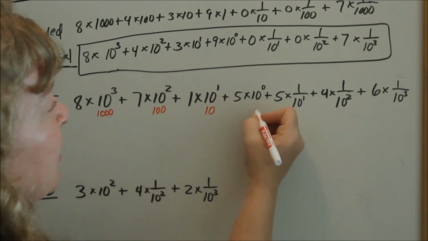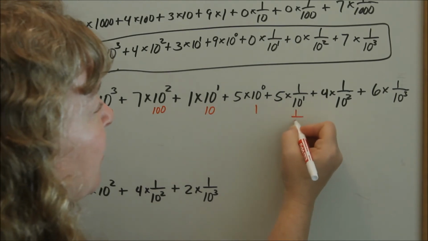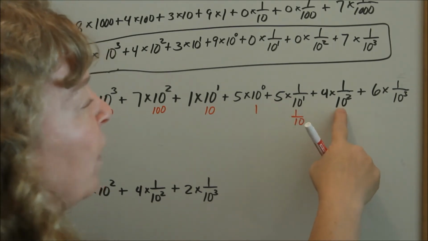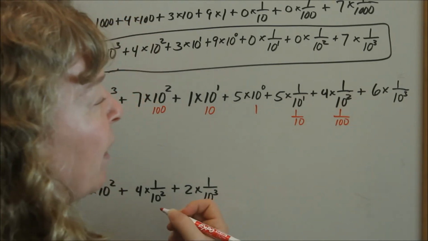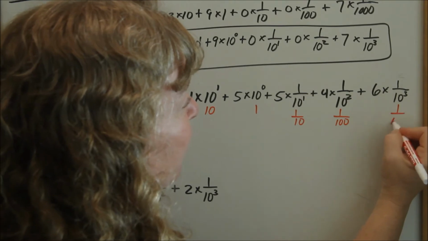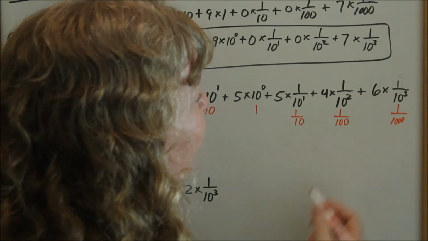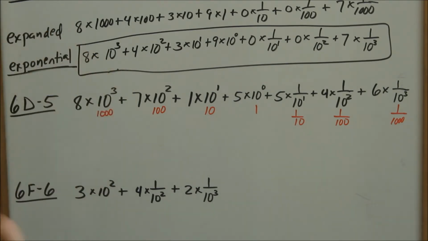10 to the 0 is the ones place value. This is the 1/10 place value. 1 over 10 squared means 1 over 100, the 1/100th place value. 1 over 10 cubed means 1 over 1,000, so the thousandth place value. Now we can write it out, okay?